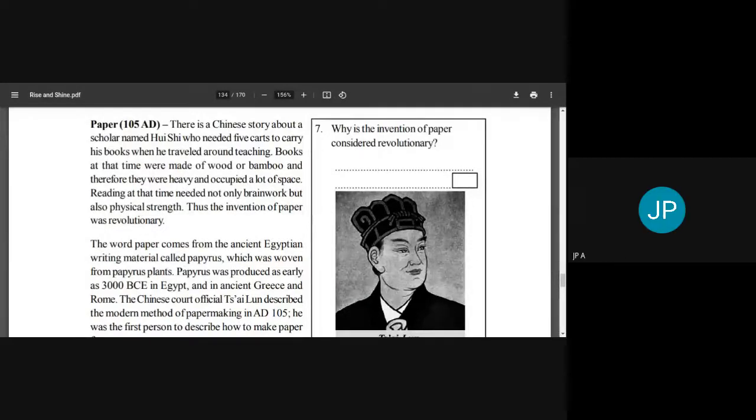Yes sir. The word paper comes from the ancient Egyptian writing material called papyrus, which was... One second before that paragraph also, the previous paragraph also. There is a Chinese story about a scholar named Hui Shi who needed 5 carts to carry his books when he traveled around teaching. Books at that time were made of wood or bamboo and therefore they were heavy and occupied a lot of space. Reading at that time needed not only brain work but also physical strength. Thus, the invention of paper was revolutionary.